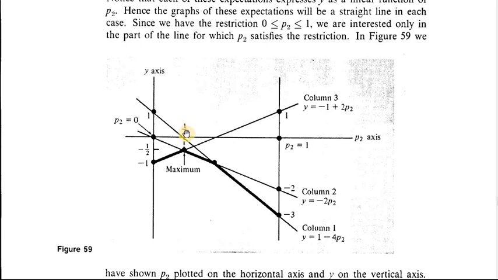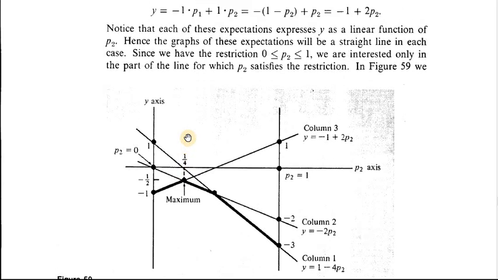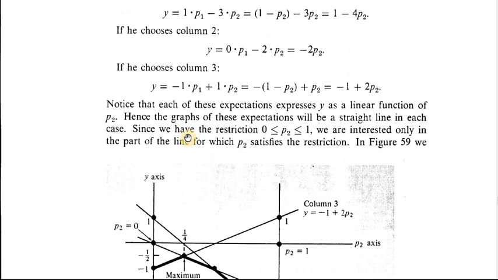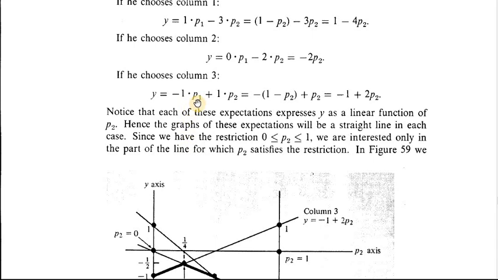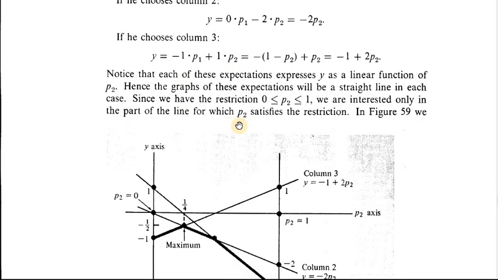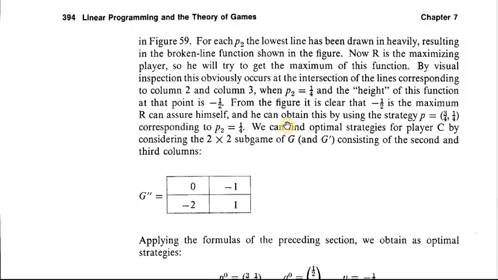All right, so this 1/4 is going to be the row player's probability for his mixed strategy. This is going to be the row player's P2, and the row player's P1, of course, is going to be 3/4, because P1 plus P2 has to be equal to 1. So 3/4 of the time, the row player is going to choose P1, and 1/4 of the time, the row player is going to choose P2. So that's what it says here in the text as well. The row player's optimal strategy is 3/4 times chooses row 1, 1/4 time chooses row 2.